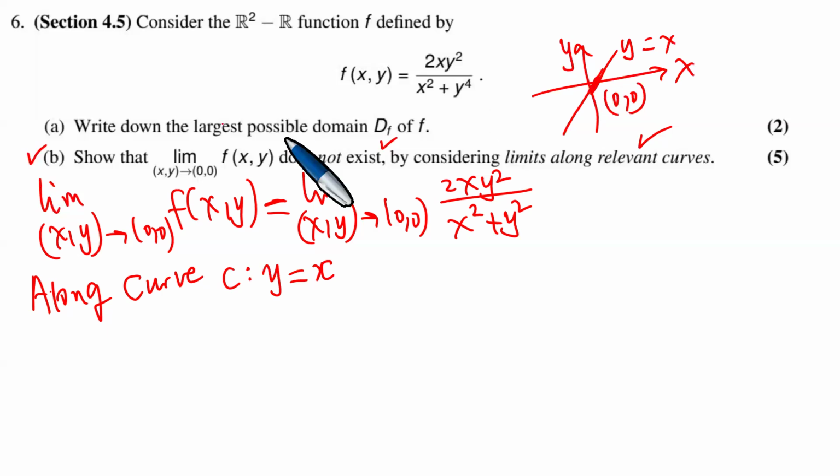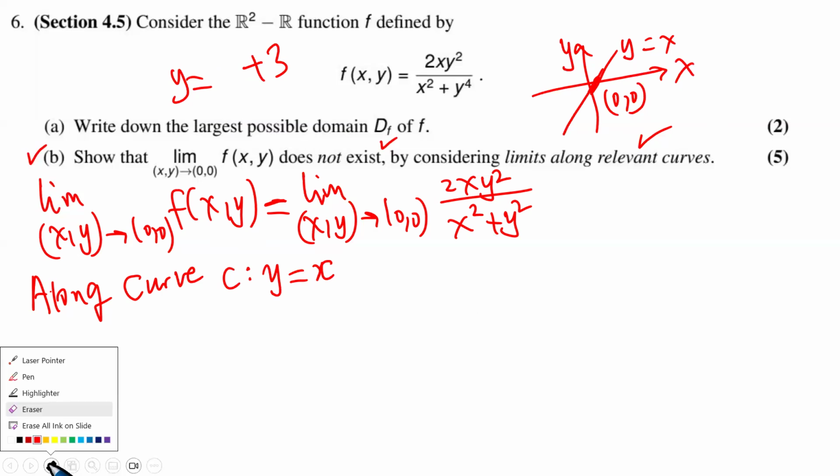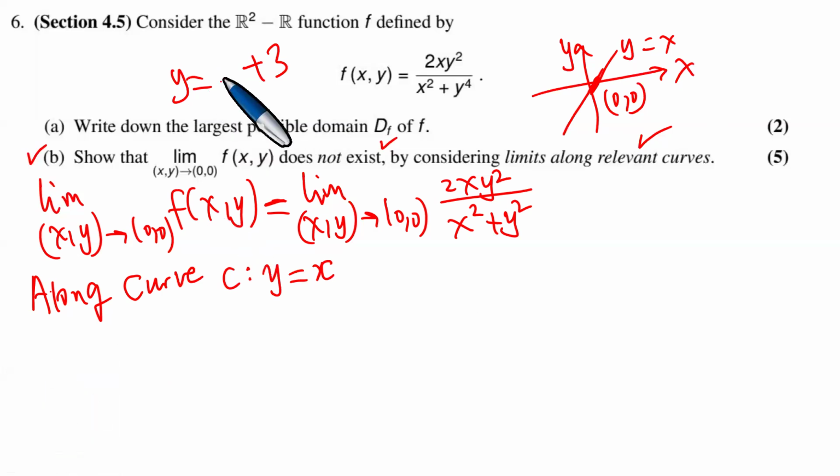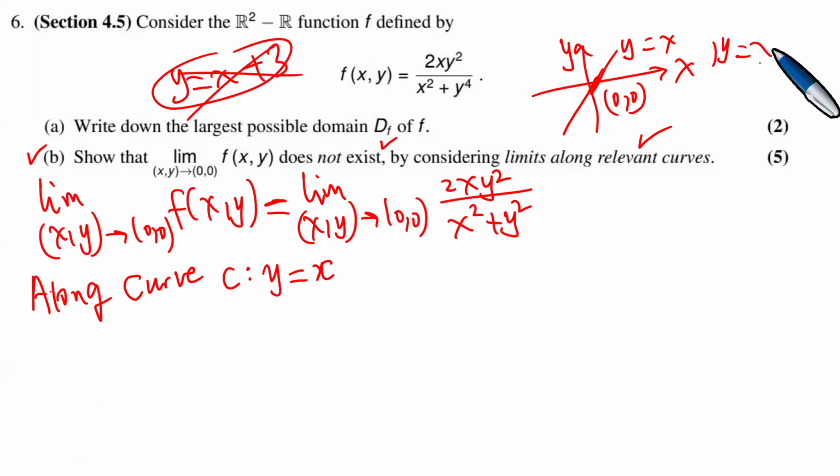Someone cannot come and say you can choose the curve x plus 3, because it does not pass through the origin. You need anything that passes through the origin. You can choose y equals x squared, that one is going to work. You are at liberty to choose anything that passes through the origin. You can choose the parabola because it sits on the origin.